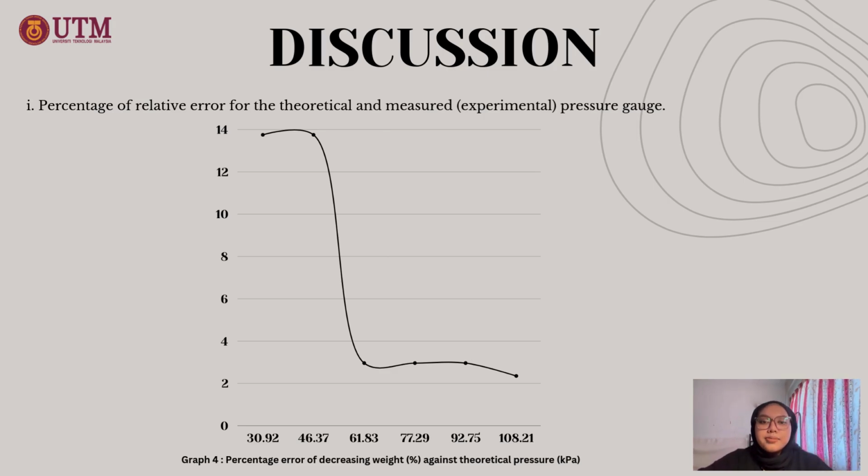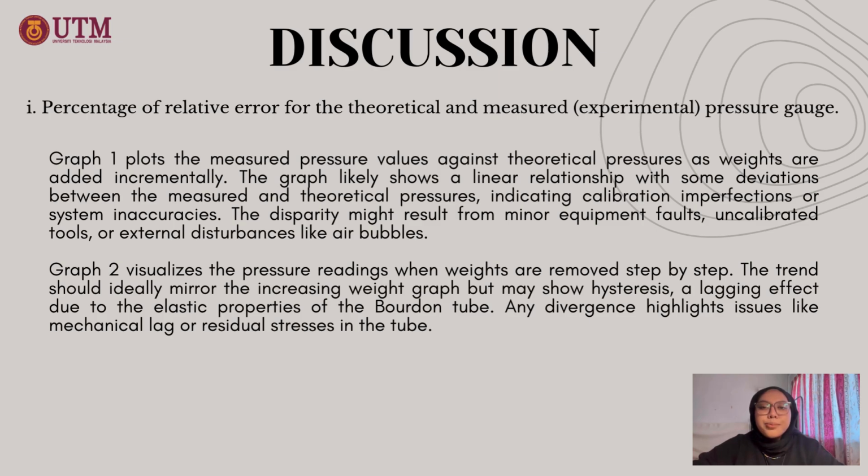Graph 1 plots the measured pressure values against theoretical pressure as weights are added incrementally. The graph likely shows a linear relationship with some deviation between the measured and theoretical pressures, indicating calibration imperfection or system inaccuracies. The disparity might result from minor equipment faults, uncalibrated tools, or external disturbance like air bubbles.